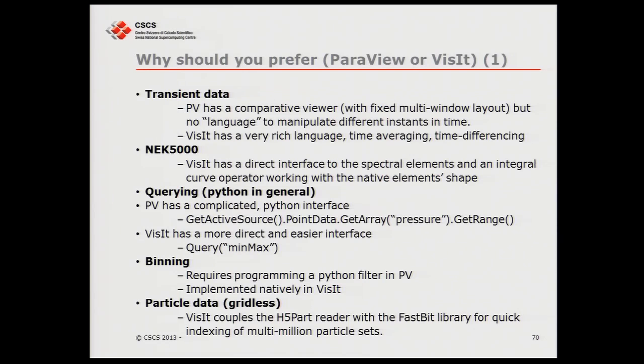Here's an example that I kind of like. The people of Kitware are angry that I show this, but it's true. In Python, if you use ParaView, if you want to get the minimum and maximum of a scalar field, what's the command? The command is this: GetActiveSource, PointData, GetArray, pressure, GetRange. It took me about 5 minutes to make it work correctly. If you do the same in VisIt, you type query min max. Which one is simpler? I'll let you decide.